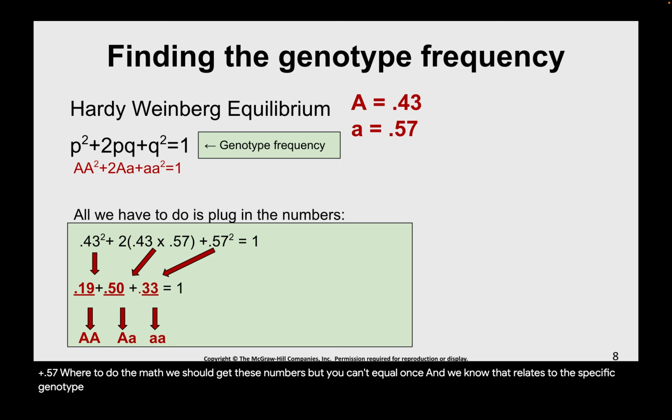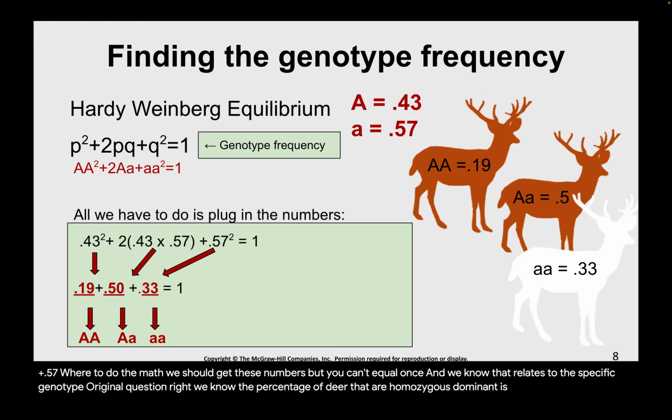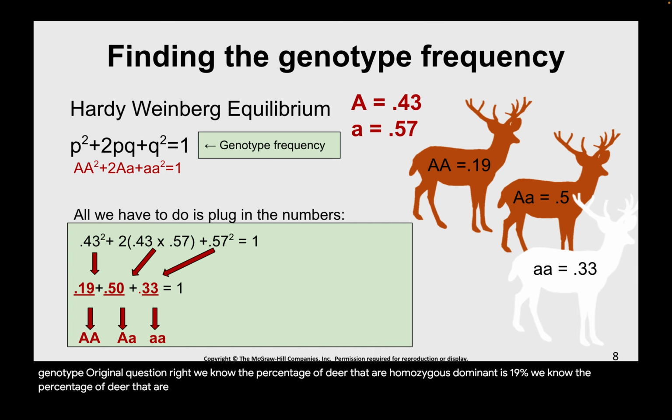So we answered our original question. We know the percentage of deer that are homozygous dominant is 19%. The percentage of deer that are heterozygous is 50%. And the percentage of deer that are homozygous recessive is 33%, which we already kind of knew from the get-go.